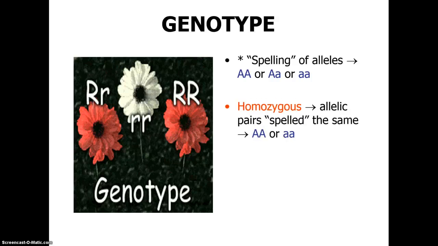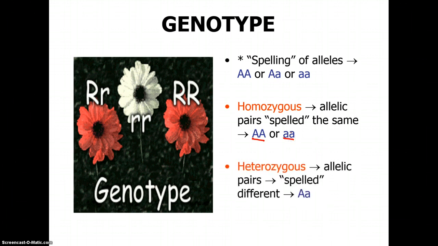So you can have different combinations. You can have a homozygous genotype, which is going to be allelic pairs that are spelled the same, in other words, all capital or all lowercase, or you can have heterozygous, which are pairs that are spelled differently, in other words, have a capital and a lowercase letter.